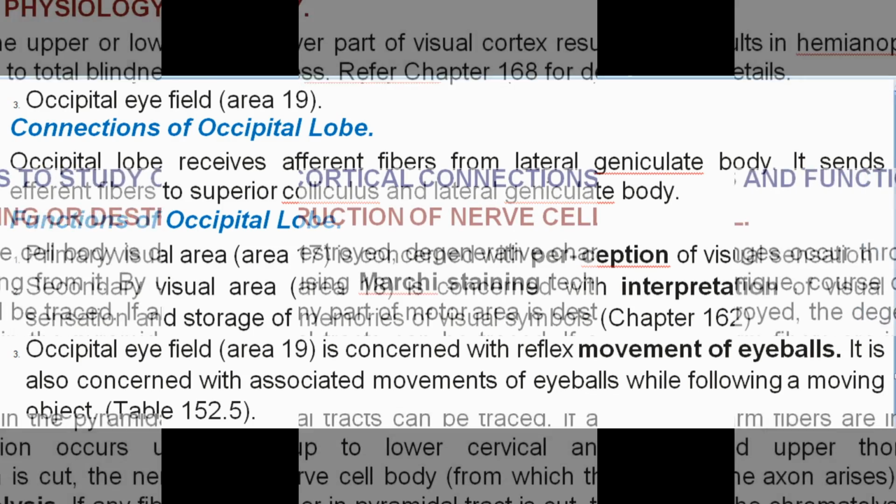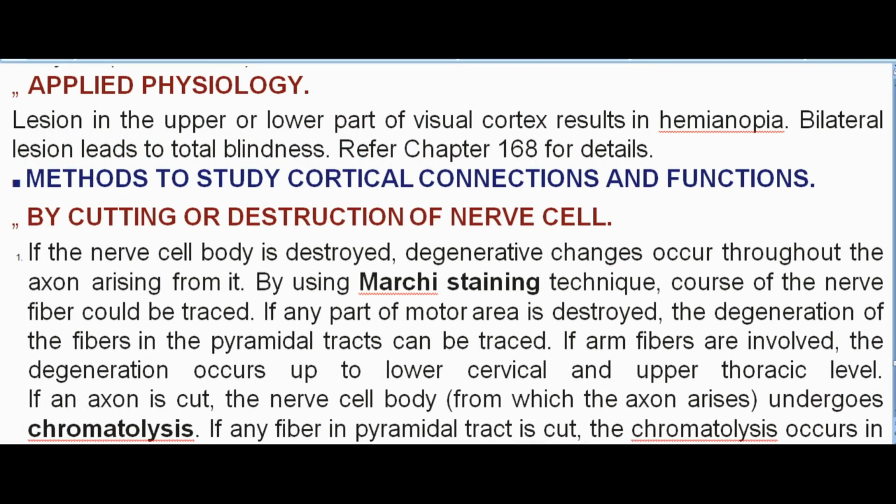Applied physiology. Lesion in the upper or lower part of visual cortex results in hemianopia. Bilateral lesion leads to total blindness. Refer chapter 168 for details.